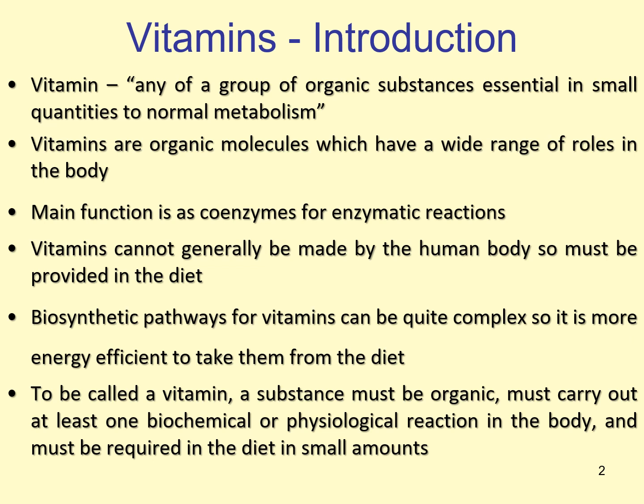You know that a coenzyme is an organic substance used as a biological catalyst together with enzymes. Vitamins cannot generally be made by the human body, so they must be provided in the diet. Our body cannot synthesize or produce vitamins, so we get them from the diet we consume day to day. The biosynthetic pathway for vitamins can be quite complex, so it is more energy efficient to take them from the diet. And to be called a vitamin, a substance must fulfill at least these criteria.